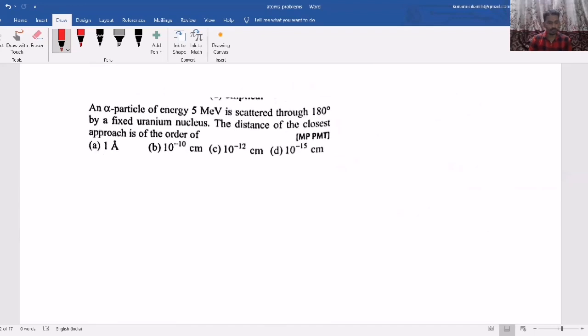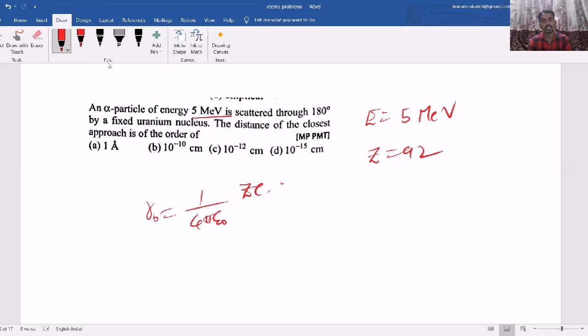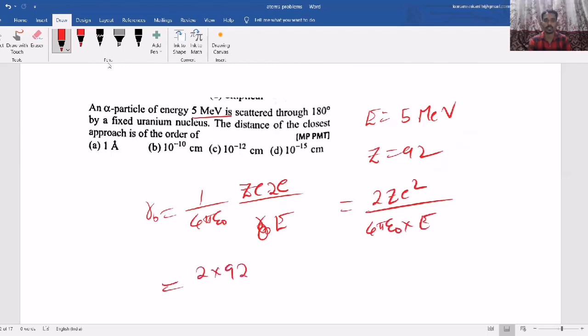Now, one last question based on the alpha particle scattering experiment, where an alpha particle with kinetic energy, they have given, 5 mega electron volt, is scattered through 180 degrees by a fixed uranium nucleus. Here they are telling uranium means Z is 92. Distance of closest approach R₀ is 1/4πε₀ into Ze into 2e/E. That is 2Ze²/4πε₀E.